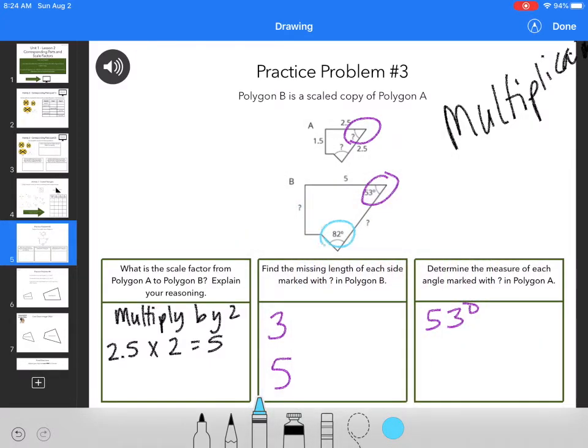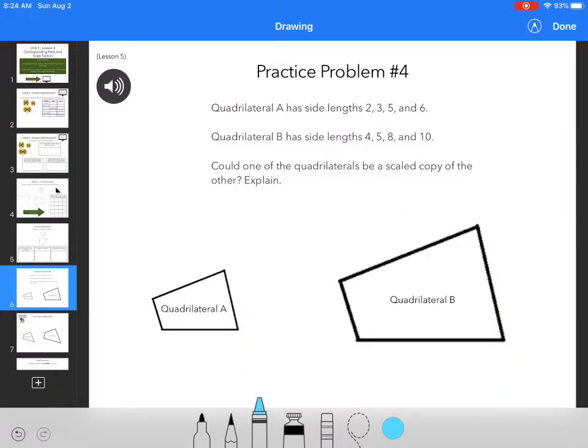If this angle is 82, then this angle is also 82 degrees. So the angles don't change. So angle size doesn't change in scaled copies. Practice problem 4.